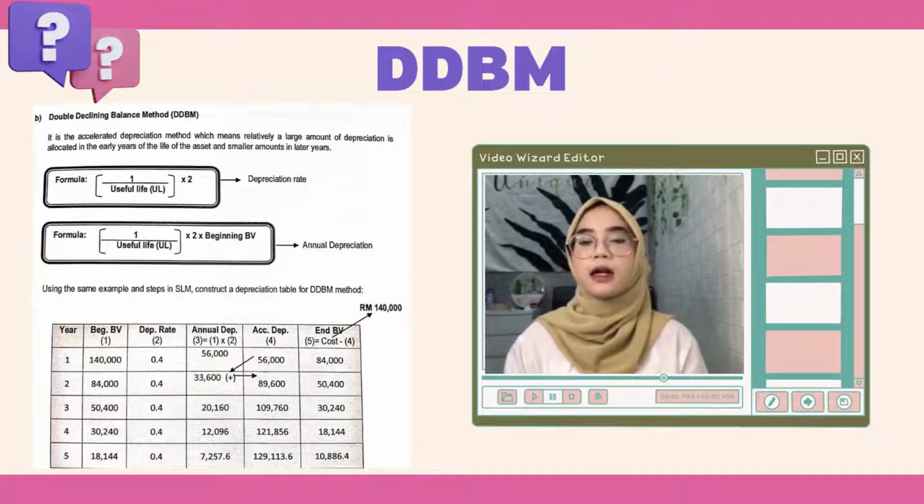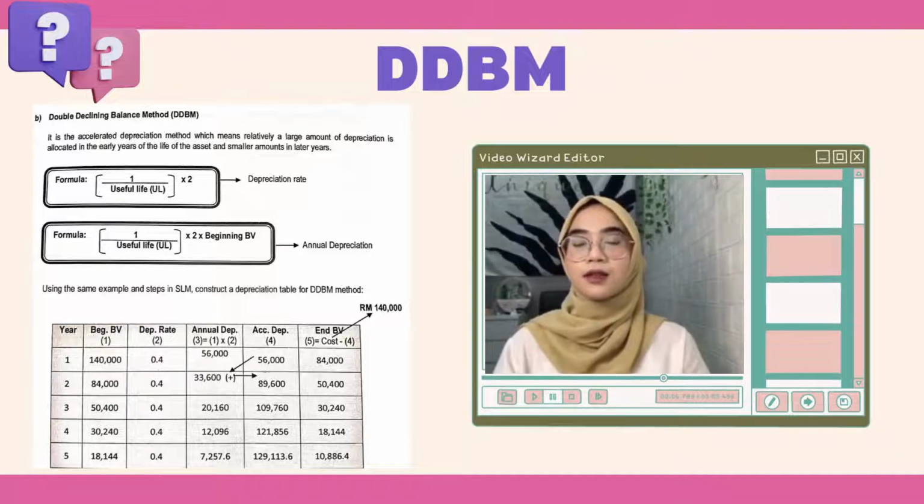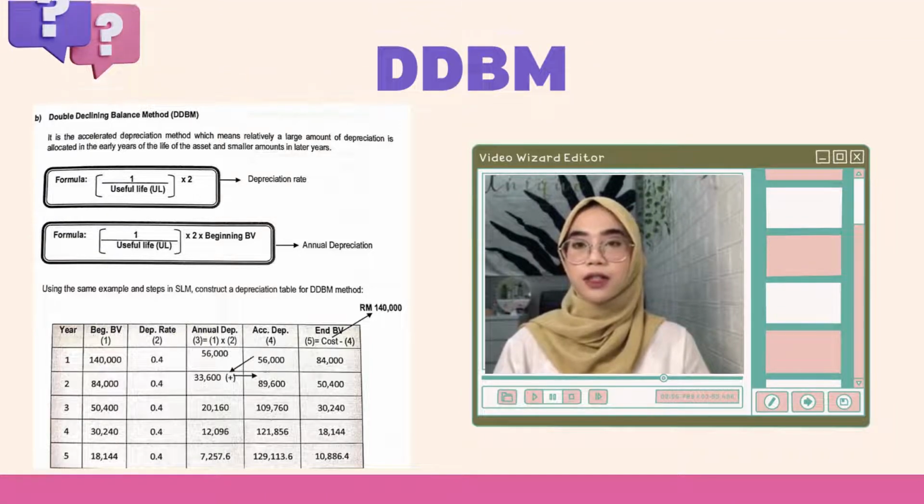For the second year, for the accumulated depreciation, you need to take the accumulated depreciation in year 1, which is RM56,000, plus the annual depreciation in year 2, which is RM33,600, equals RM89,600. Then you just follow the same steps to get the values of the next years.